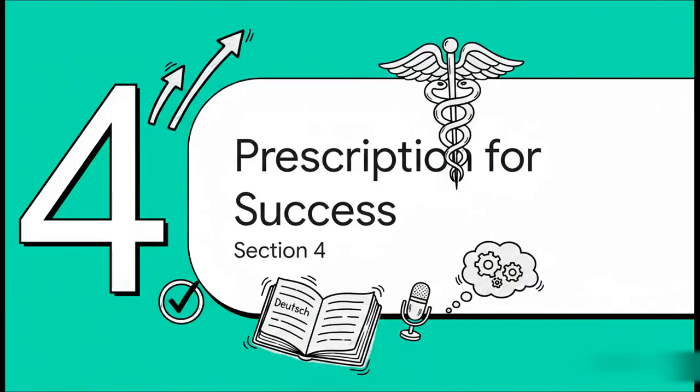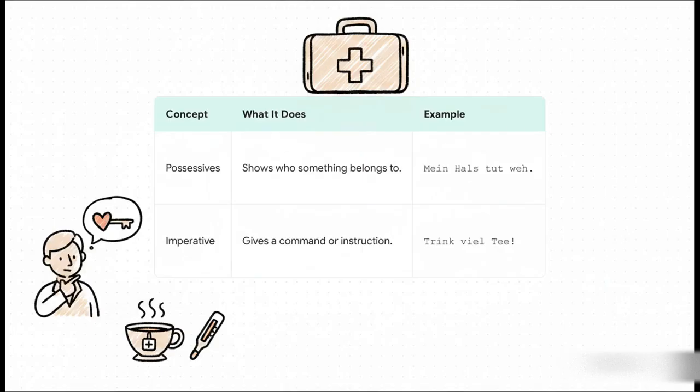So there you have it. We've gone over how to say what's wrong and how to understand what you need to do to get better. So let's wrap this all up with, well, your prescription for success. You know, when you boil it all down, it's really just two big ideas. First, you've got possessives, which show who's feeling the pain, like in mein Hals tut weh. And second, you have the imperative, which helps you understand commands, like trink viel Tee. Seriously, with just these two tools in your pocket, you can handle the whole conversation.